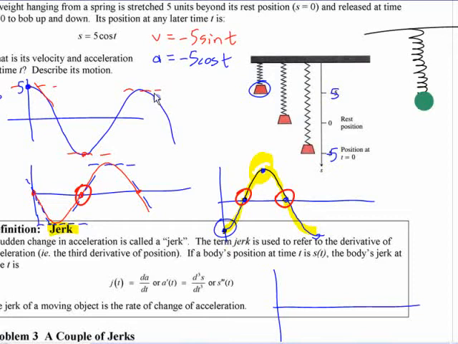A sudden change in acceleration is called a jerk. Did you draw a graph of this jerk? Sorry, I guess there wasn't supposed to be a comma in that. What's the function for this jerk? For the jerk in this case? What is it here? I know it has a 5 involved. 5 sine t.